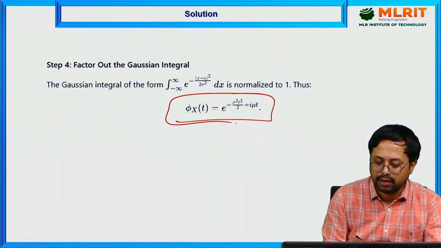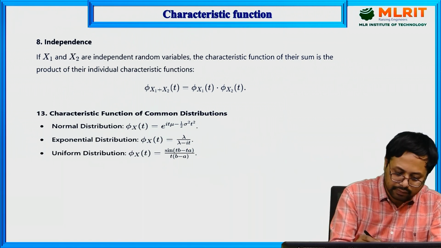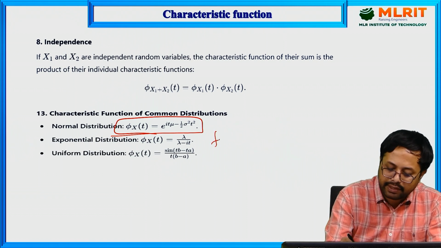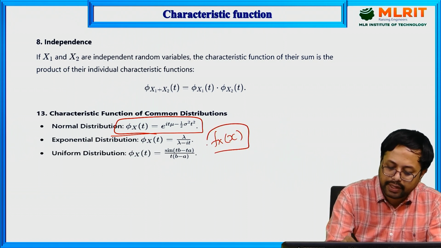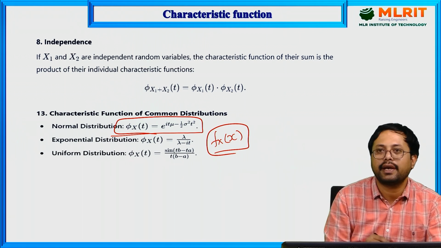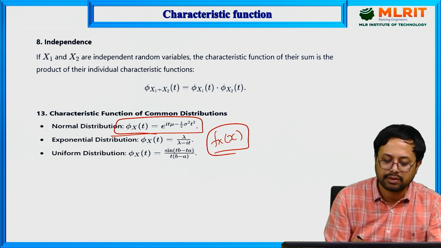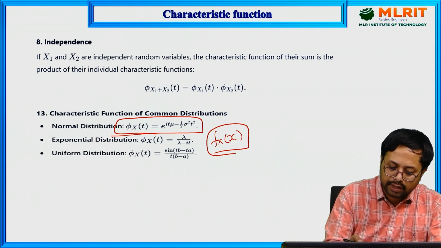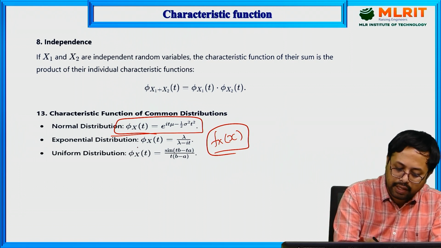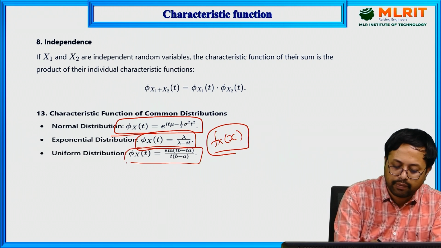This is the same expression you get for the normal distribution. If you know the formula of all the density functions, then it is easy to solve problems related to the characteristic function, because we have the relation and can solve using it. If you don't know that, then you have to solve the problem from the basics. Similarly, you can solve for the exponential distribution function and for the uniform distribution function.